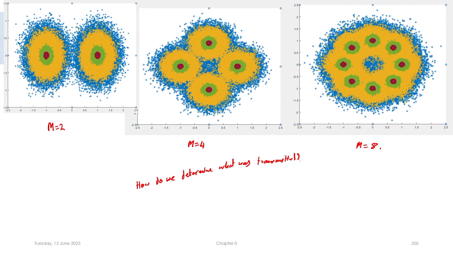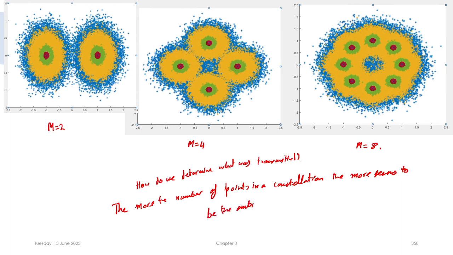The second observation is that the more the number of points in a constellation, the more the ambiguity in the received signal for the same amount of noise variance.